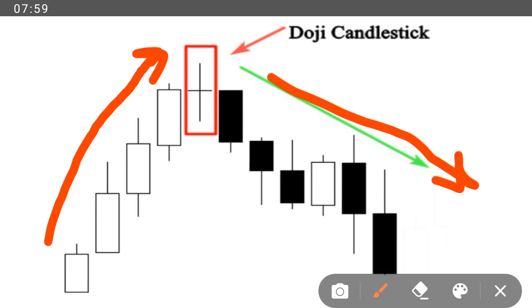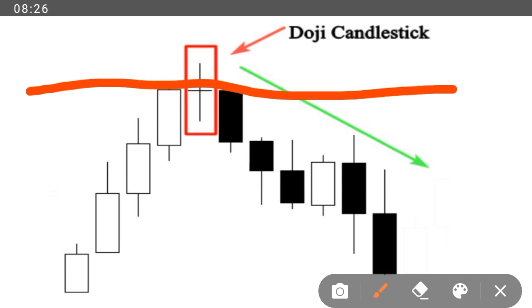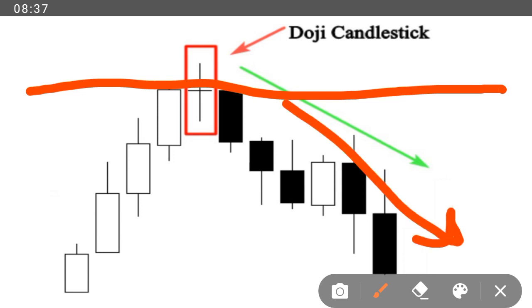So that is what a Doji candlestick can do. It can signal a reversal. That is if it happens in a support or a resistance zone, especially a major zone, support or resistance. Like in this case now, this is a resistance area, the resistance zone. So that's why the reversal took place, and price went down.